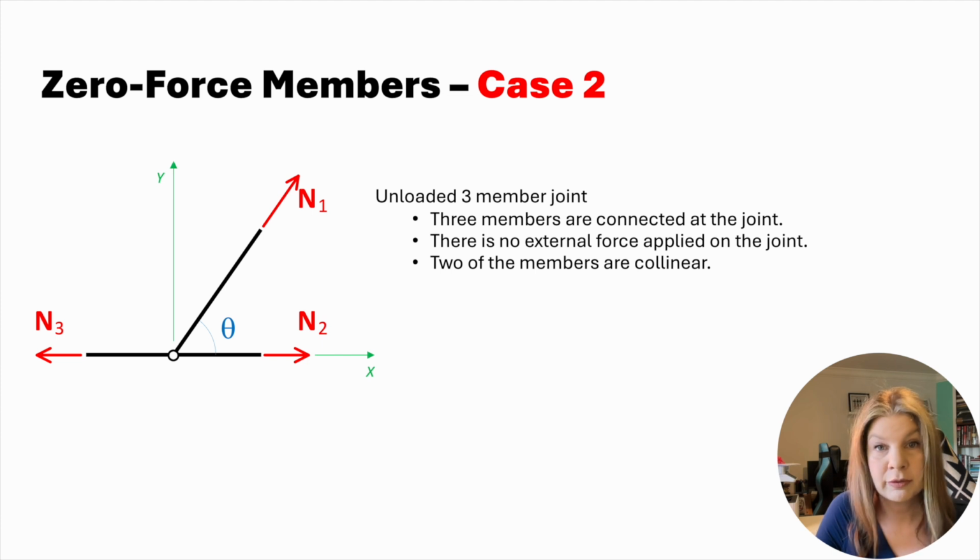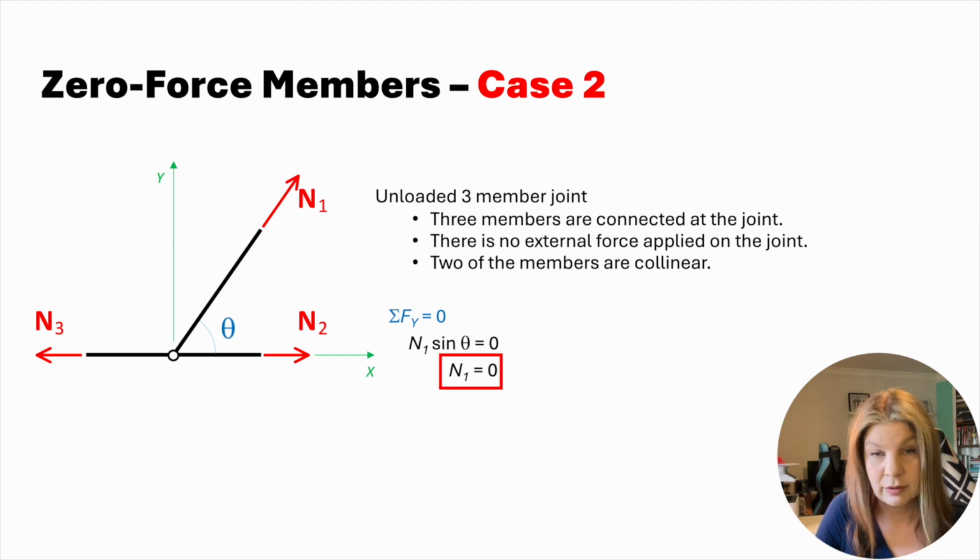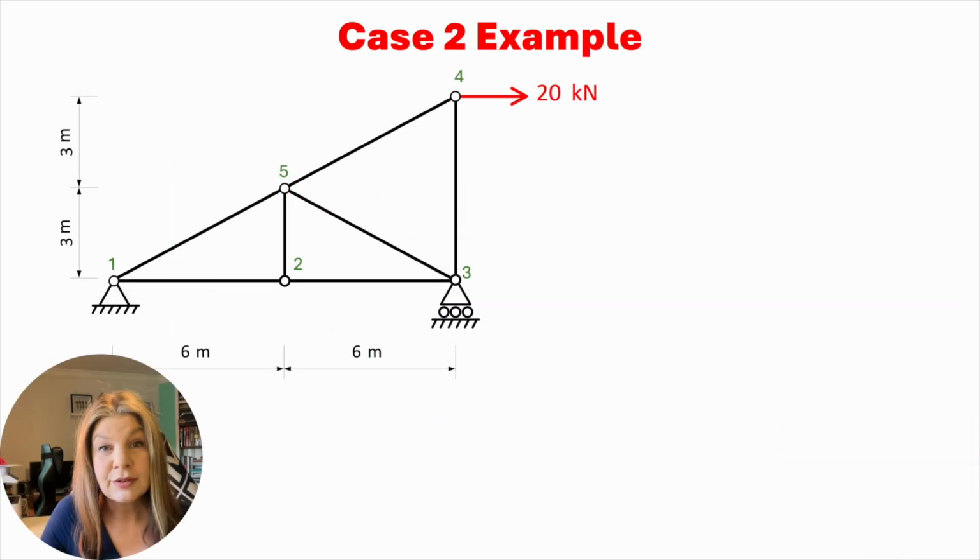Now if we do sum of forces in x and y in this case, what we'll discover is in the y direction we have a component of N1, N1 sine theta equals 0, and therefore since theta isn't 0, N1 is 0. That means that when I come to do sum of forces in x, I do not have a component of N1, and therefore I can see here that N2 minus N3 equals 0, so N2 needs to equal N3. So they are equal in value but opposite in direction. Now I don't know what that value is, but I know that once I find one of them, I can immediately find the other. Let's look at an example.